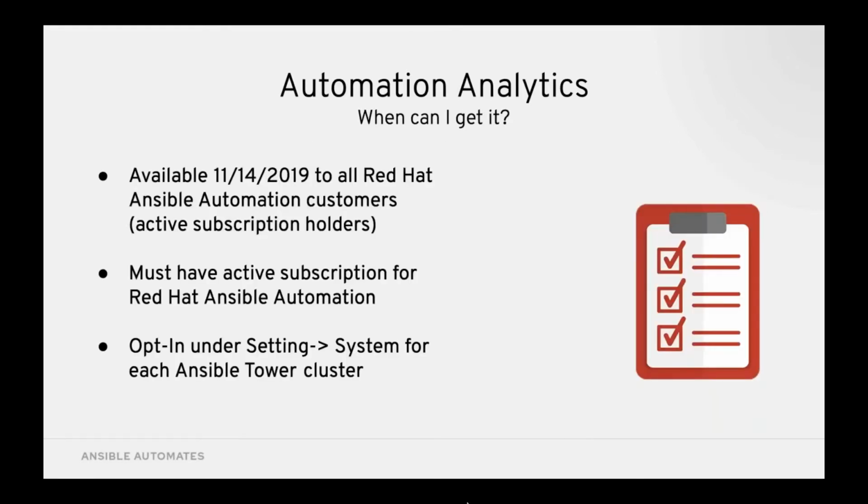So Automation Analytics is now available as part of the Red Hat Ansible Automation Platform subscription. It is available as of last week to all subscribers who have an Ansible Automation subscription. This means if you've purchased Red Hat Ansible Automation, or if you've purchased the old Ansible Tower Plus Engine subscription, you have access to Ansible Automation Analytics. You can opt in, as noted, on every Tower cluster that you want to send data.